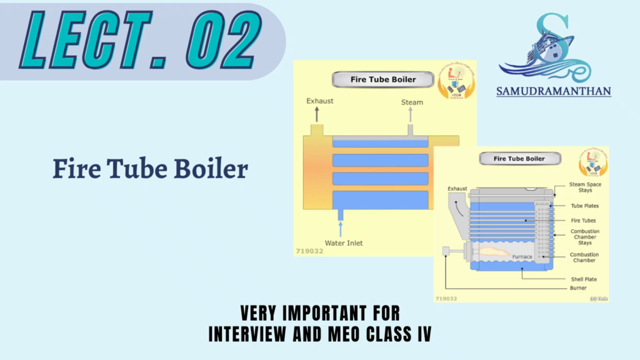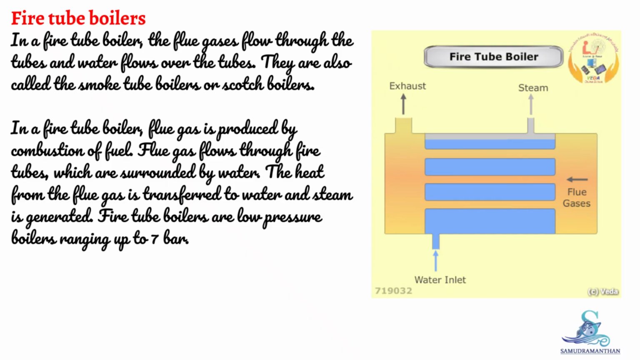In this video we are going to discuss fire tube boiler. In a fire tube boiler, the flue gases flow through the tubes and water flows over the tubes. They are also called the smoke tube boilers or Scotch boilers. In a fire tube boiler, flue gas is produced by combustion of fuel.